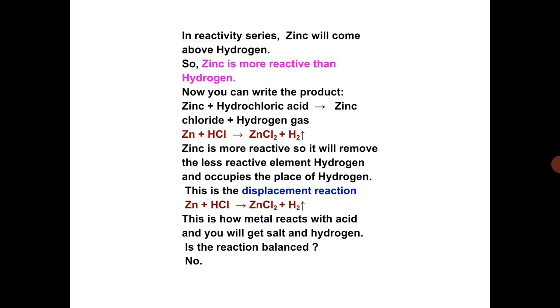Zinc is more reactive, so it will remove the less reactive element hydrogen and occupy the place of hydrogen. This is the displacement reaction. Zn plus HCl gives ZnCl2 plus H2. This is how metal reacts with acid and you will get salt and hydrogen. Is the reaction balanced? No.